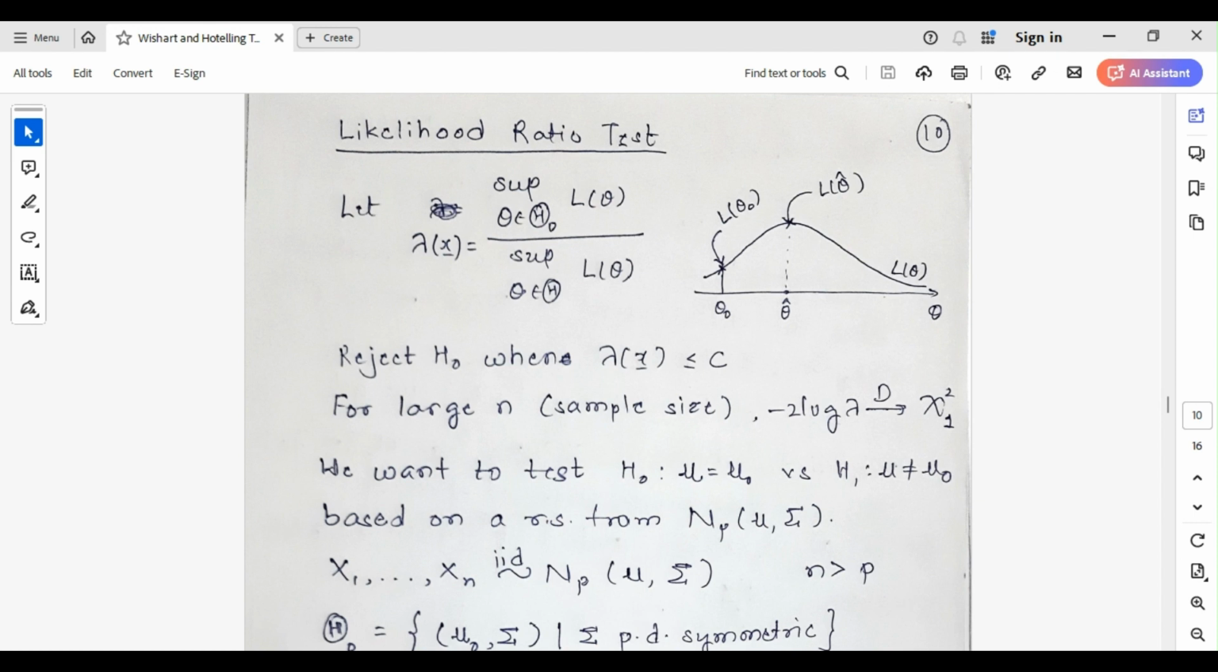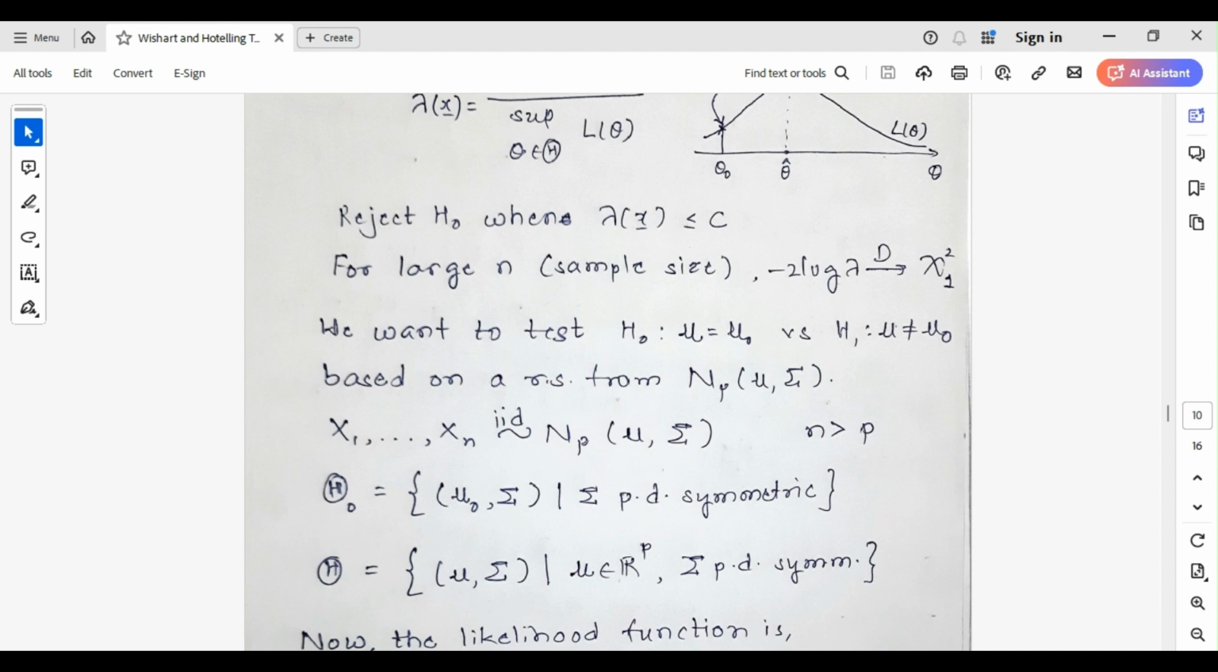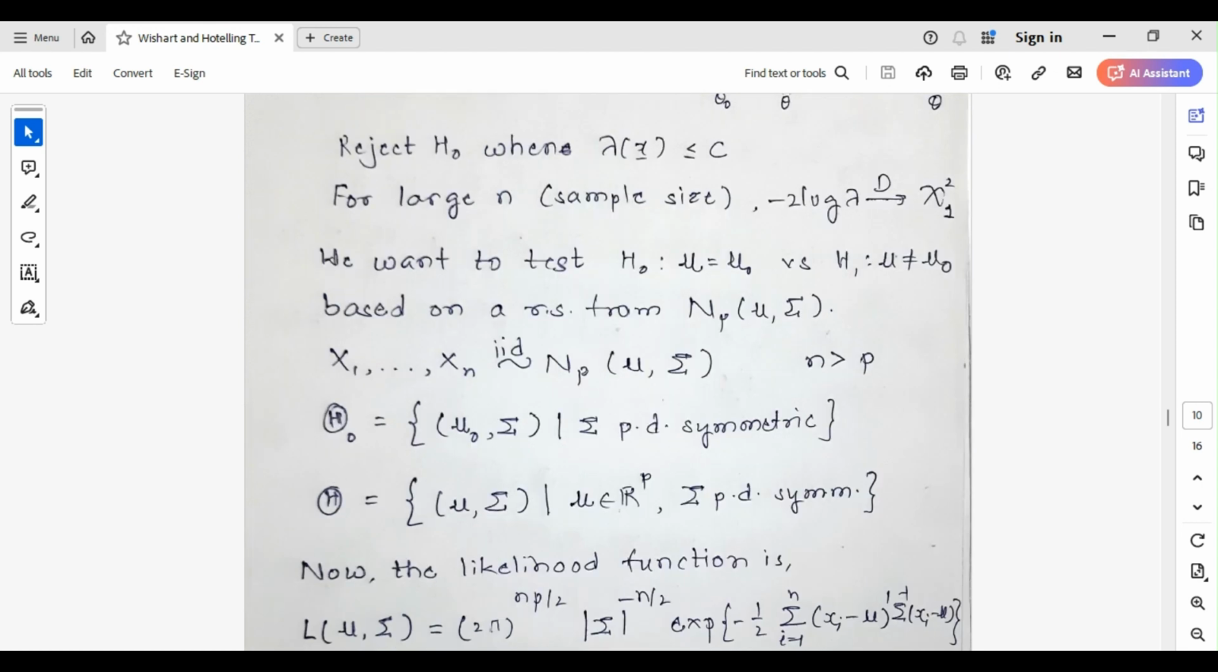Now let us apply this test for testing the mean vector of a multivariate normal distribution. We want to test the hypothesis H naught: mu equal to mu naught against H1: mu not equal to mu naught. Suppose we have a random sample of size n from a p variate normal distribution with mean mu and variance covariance matrix sigma. Under H naught, the parameter space, script theta naught, will be like this, and the complete parameter space would be like this.